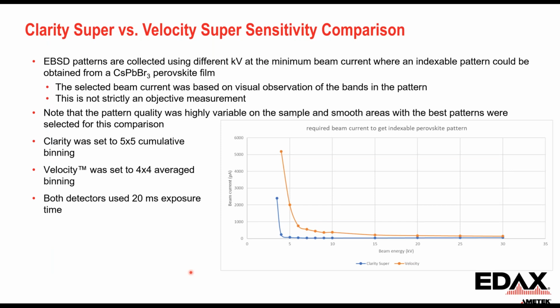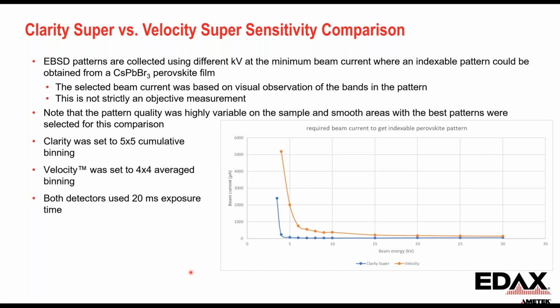So one of the things we wanted to look at, this is for one Perovskite, is what currents are needed to obtain indexable patterns from a Perovskite film. We're adjusting the beam current, and it's not a strictly objective measurement, but we're trying to find the areas on these microstructures that produce the best patterns.